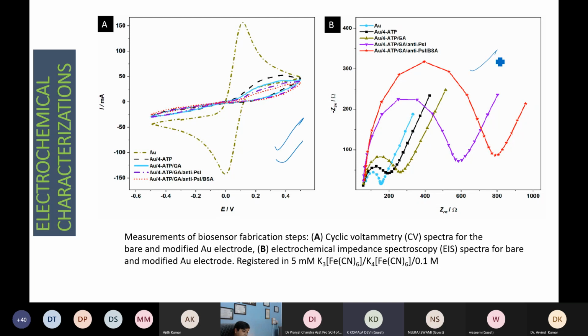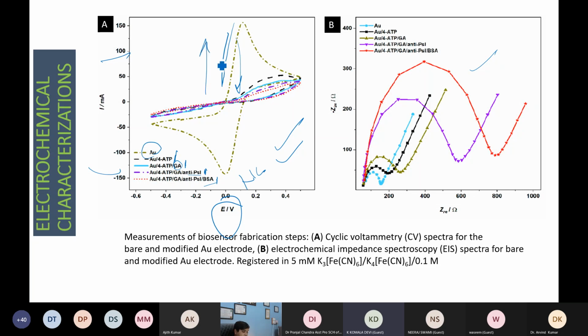I'll explain you. So this is the gold. See, the axis is current and that's the potential. For gold, there is a current value. When you have added this chemical, you can keep on adding chemicals. GA, glutaraldehyde. This is antibody. This is BSA. Now all these things here, for example, are non-conducting. The current of everything dropped, right?